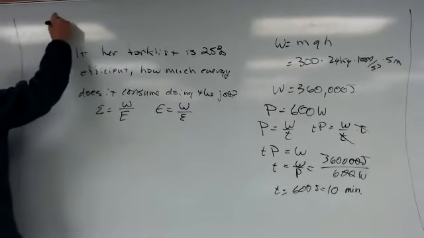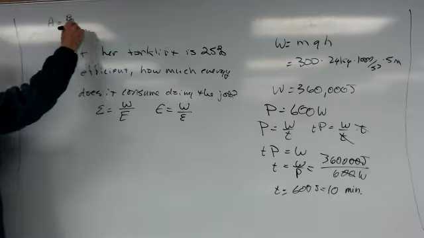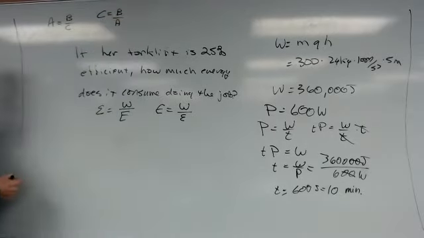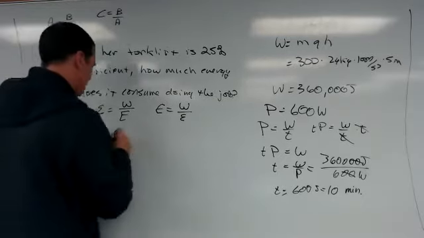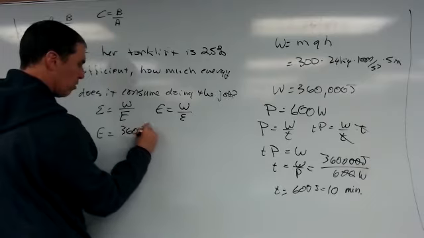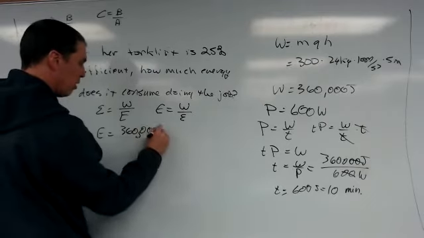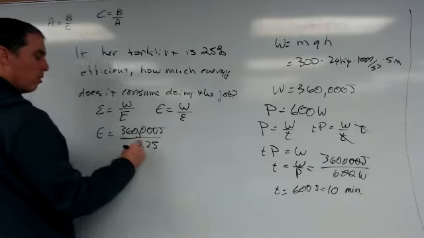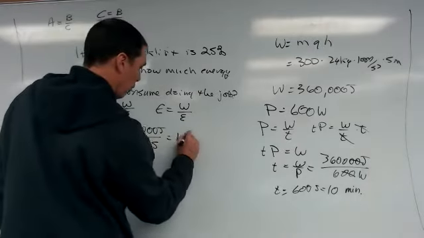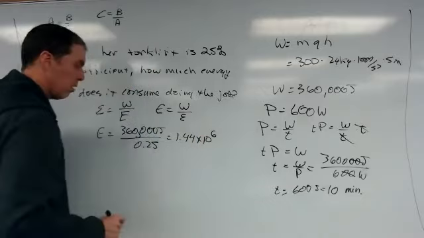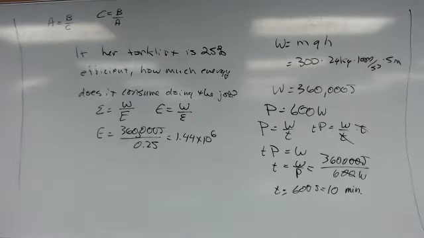If A equals B over C, and C equals B over A, that's what we're doing in all of this. Algebra is important, right? And so that means the energy she consumes is the 360,000 joules divided by 0.25, which is just 4 times that, which is I think like 1.44 times 10 to the 6th, or 1,440,000 joules.